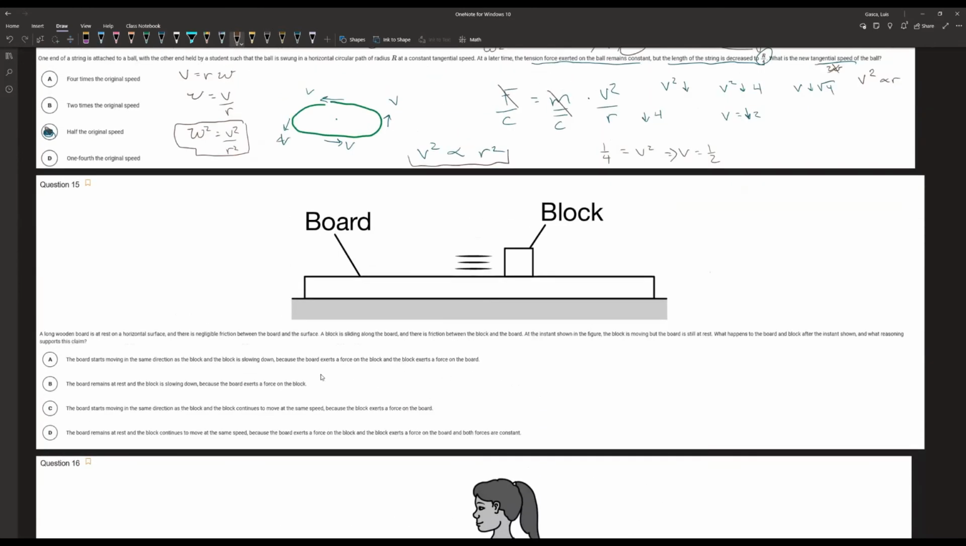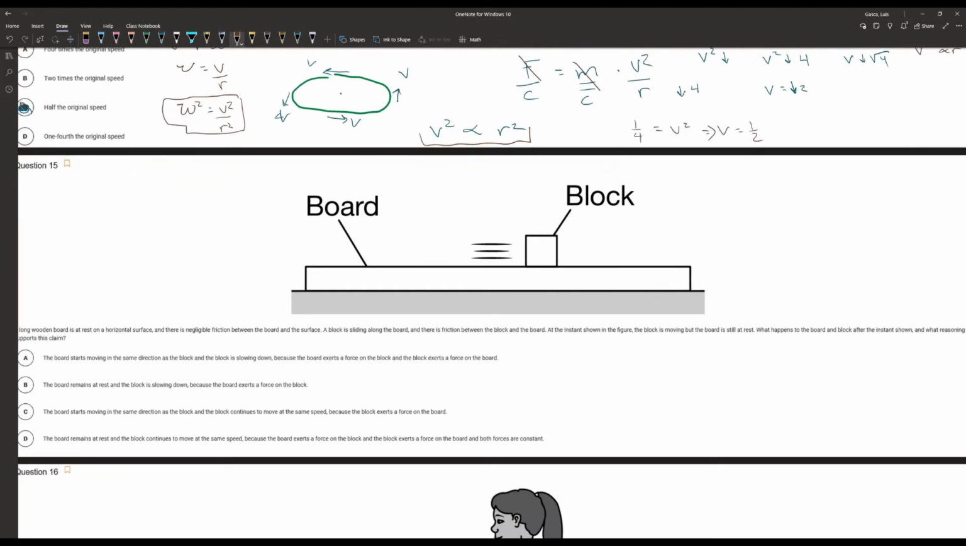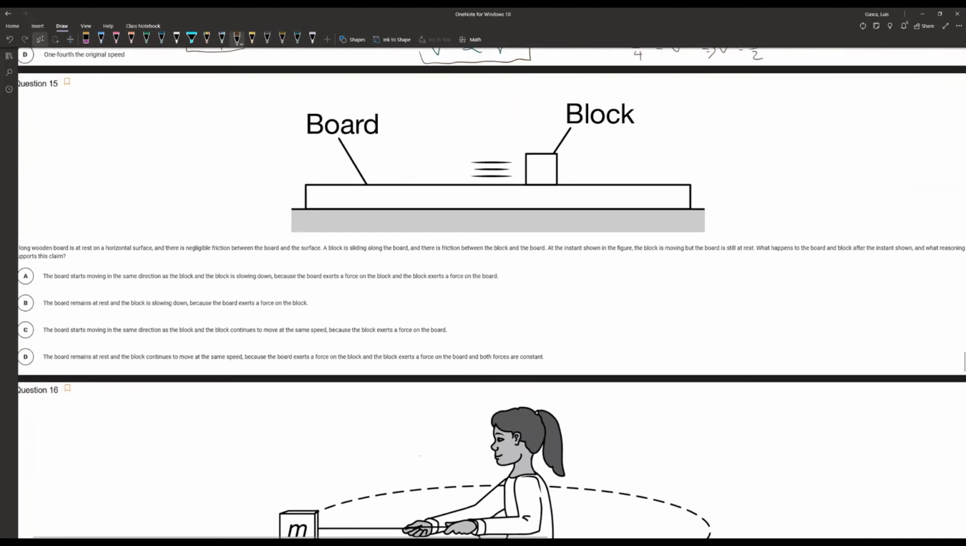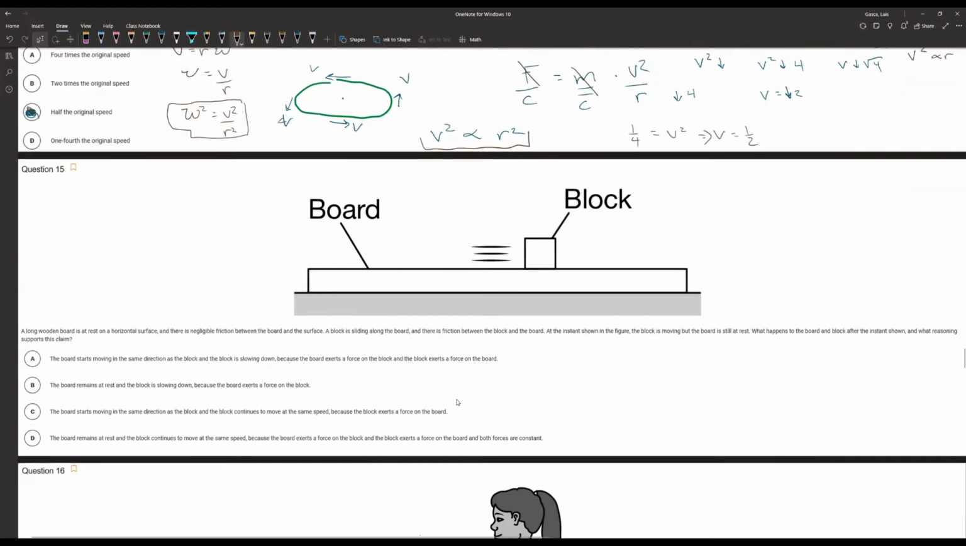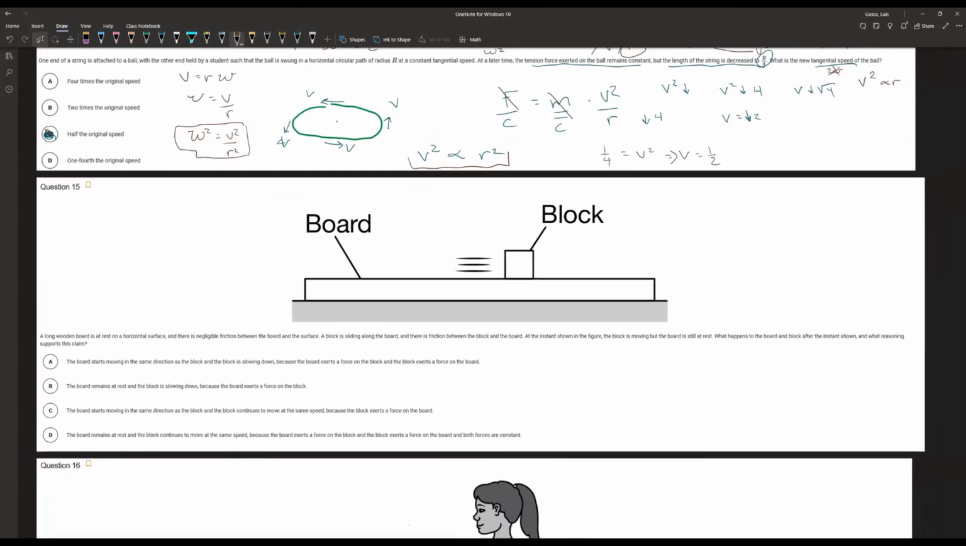All right, let's go to number 15. And so let's see here. We have a board and a block. Oh, let me go back to the click and maybe that'll fix the cursor issue. Not quite. Okay. So let's do this. Let me zoom out a little bit.